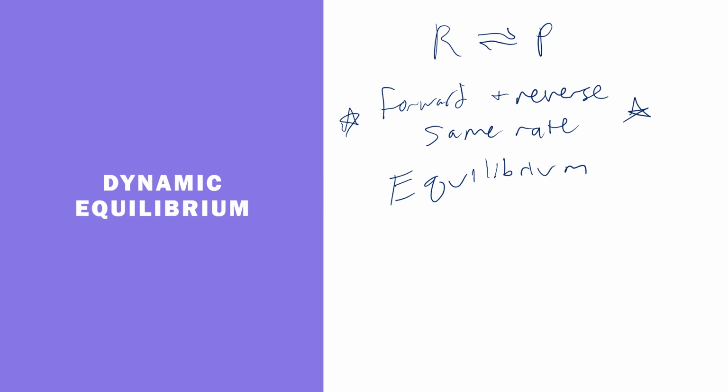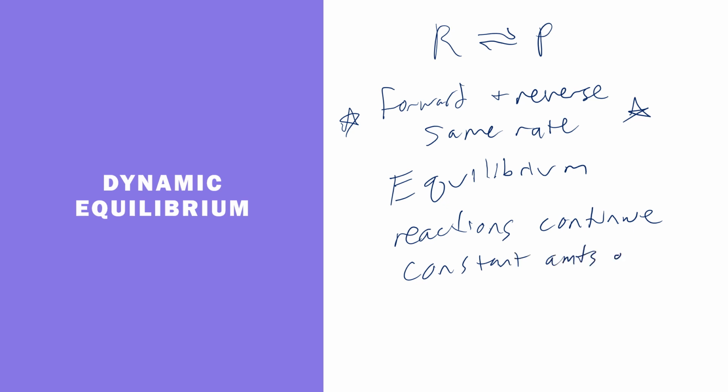The forward reaction and the reverse reaction are happening at the same speed. So therefore, it looks like nothing is changing. Because you wind up with a constant amount of reactants and products, but the reactions are still happening. So reactions continue, but you have constant amounts of reactants and products. So those are the main things that you need to know about a dynamic equilibrium.